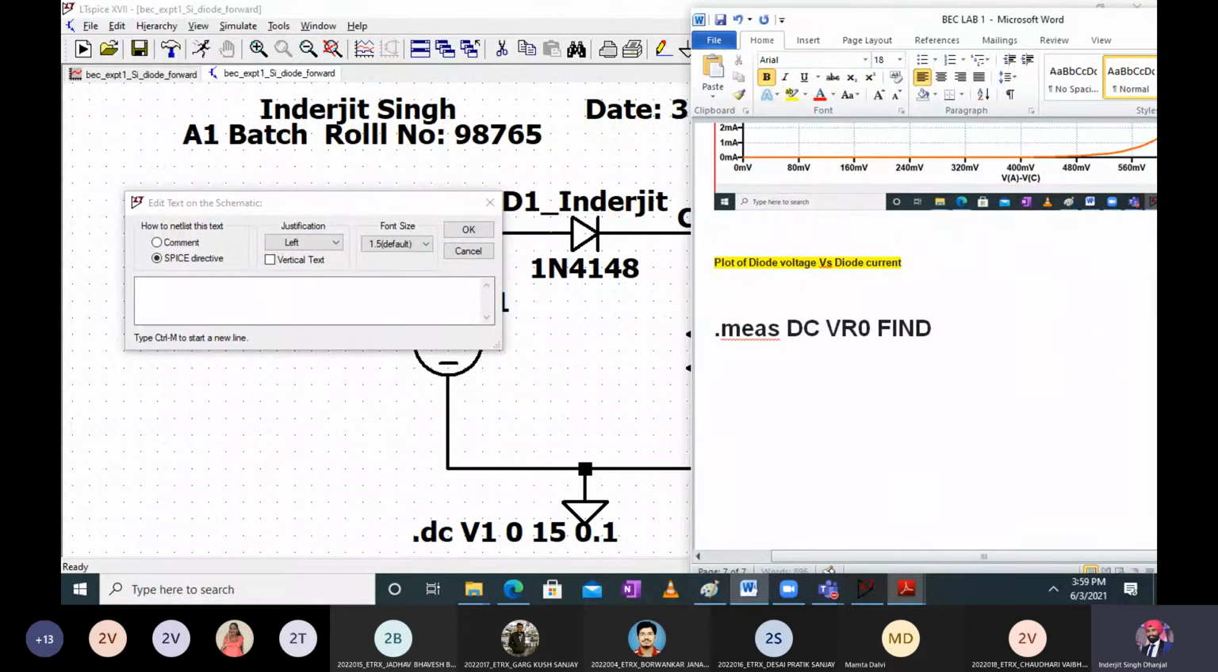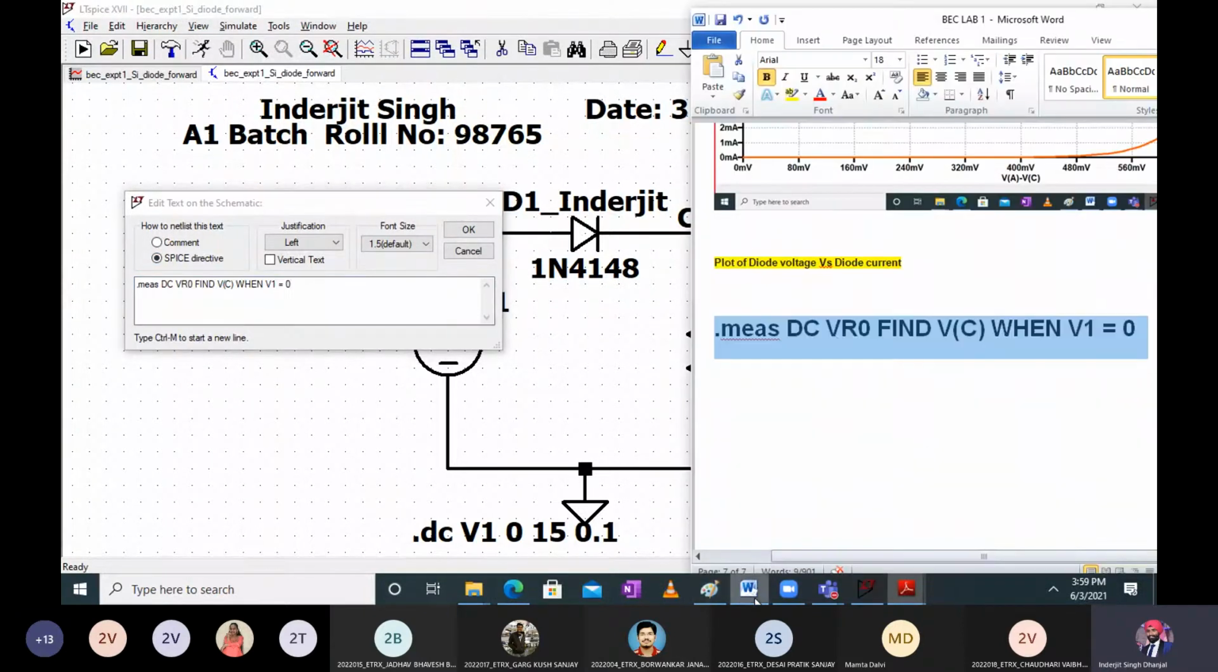So VR0, you write capital MAX next. Find. Now what is VR1? VR1 is the same as VC, right? So you write find V(C) when, what is my supply voltage called as? V1, right? When V1 is equal to, let's say, 0. Have you written this much, everyone? Yes, sir.